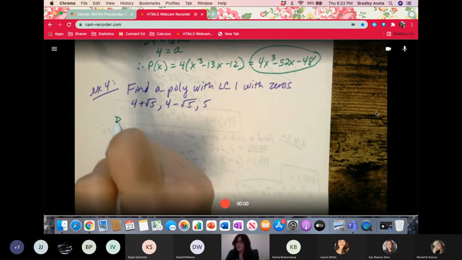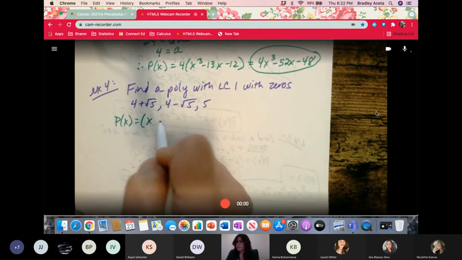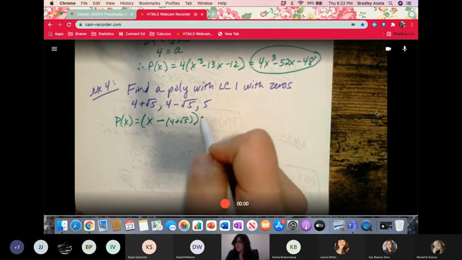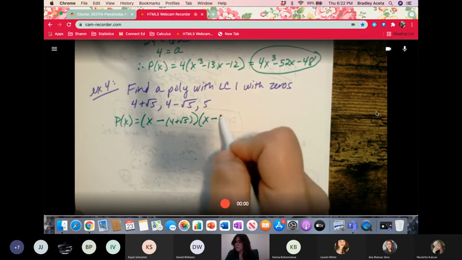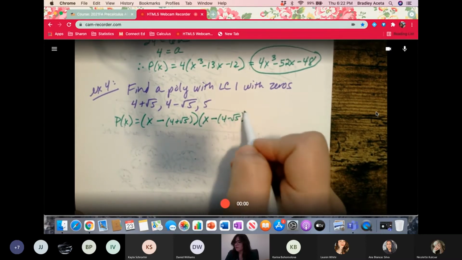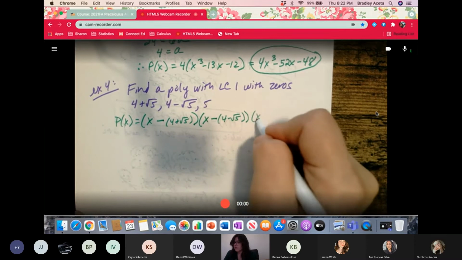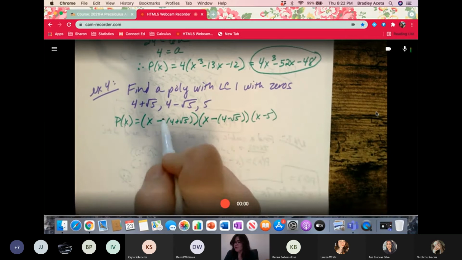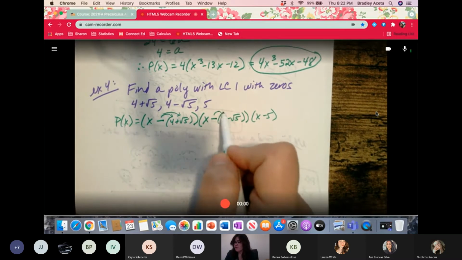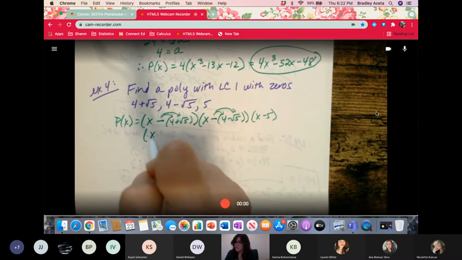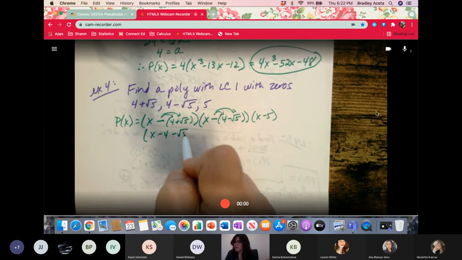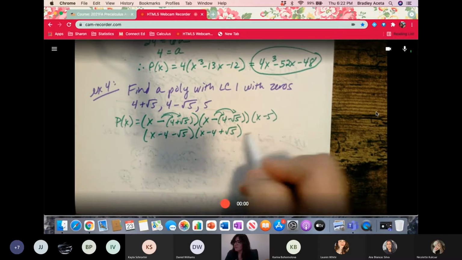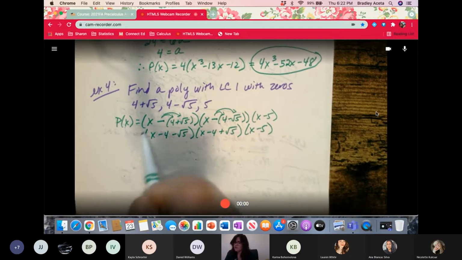So I'm going to write x minus 4 plus square root of 5, x minus 4 minus root 5, and then thankfully x minus 5. Nice easy one there. And you do want to distribute that negative before you start FOILing. So x minus 4 minus the square root of 5, x minus 4 plus the square root of 5, and x minus 5 is still there.